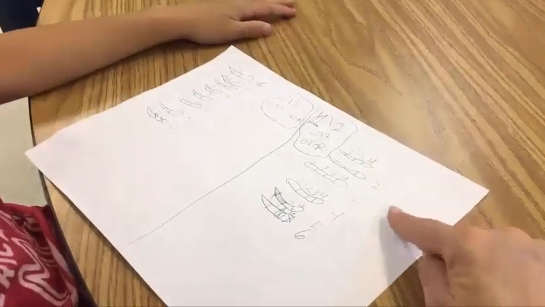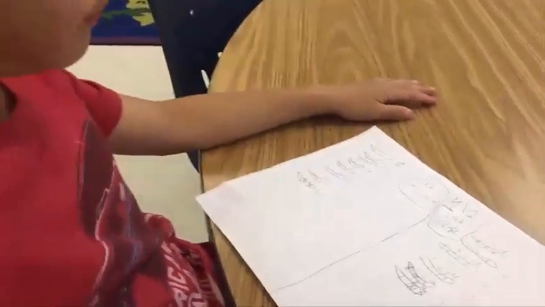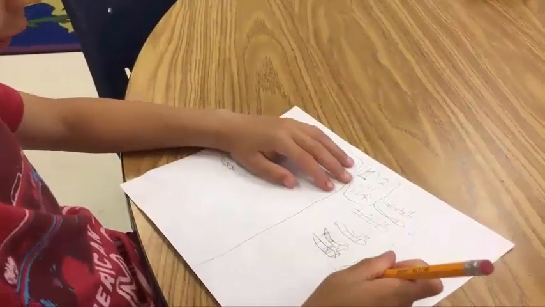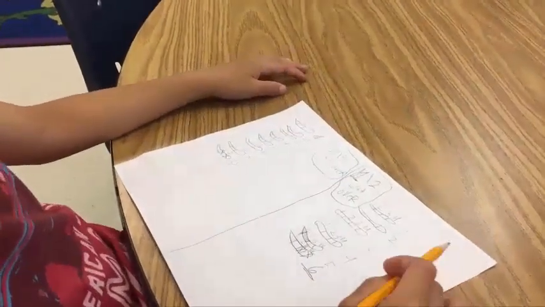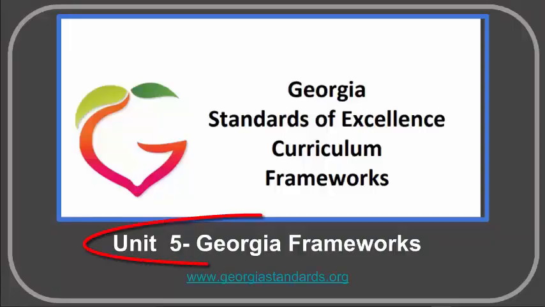The bananas are cut into 4 pieces. How many bananas do you need? 6. Will there be any pieces left over? Yes. How many? 2. 2 what? 4ths. 2/4. For additional tasks and resources, please check out Unit 5 and the Georgia Frameworks.